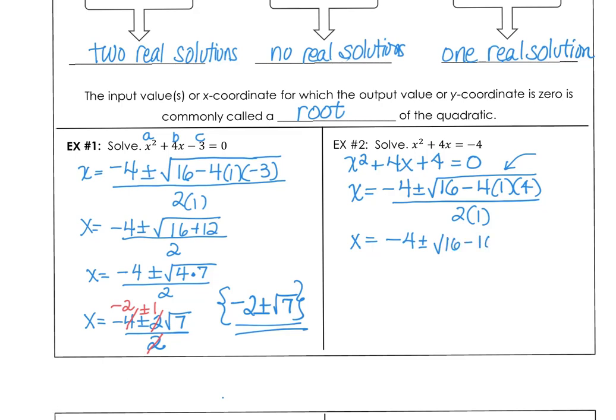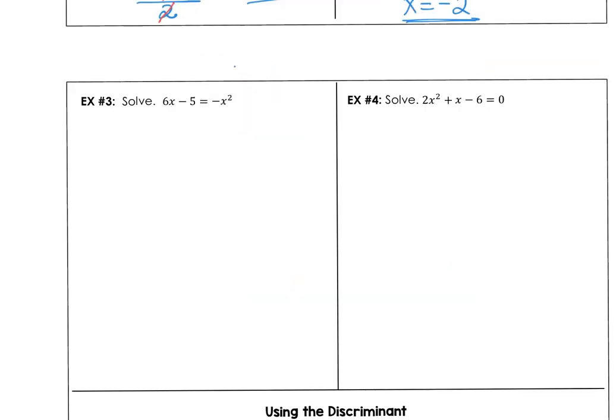16 minus 16, all divided by 2. So negative 4 plus or minus the square root of 0, divided by 2, is just going to produce one real solution, negative 2. That tells us that the parabola is sitting on the point negative 2, 0 and does not cross the x-axis.